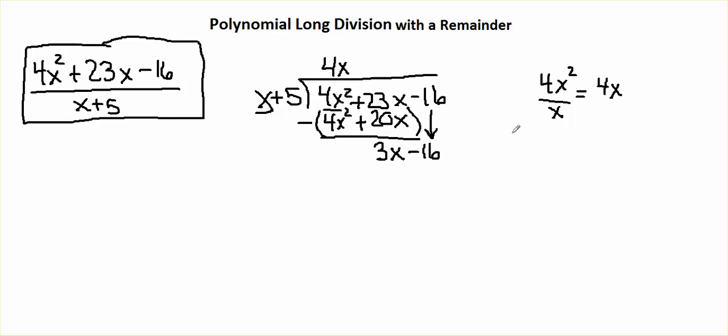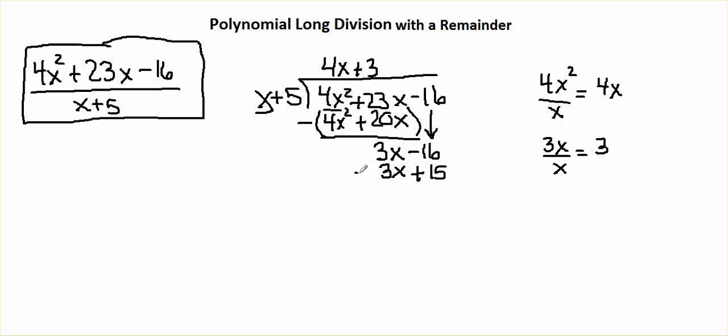How many times does x go into 3x? 3 divided by 1 is 3. x divided by x is 1. So 3 times 1 is 3. We're going to write a positive 3 up here. And now we're going to distribute this positive 3 across both terms here. 3 times x is 3x. 3 times a positive 5 is a positive 15.